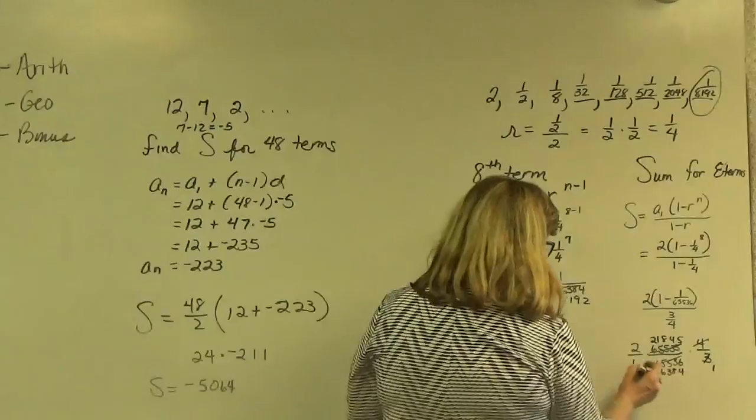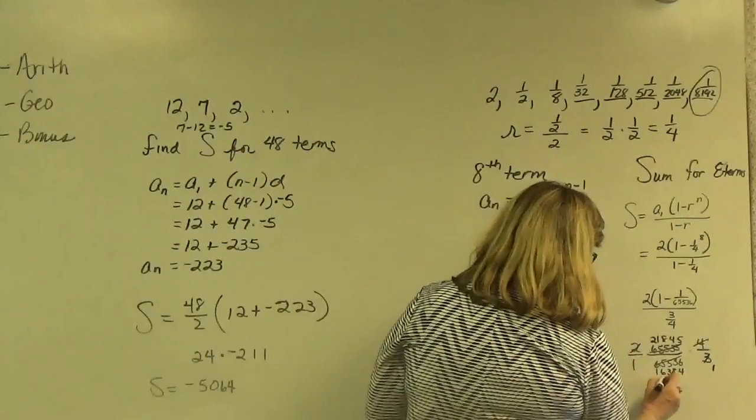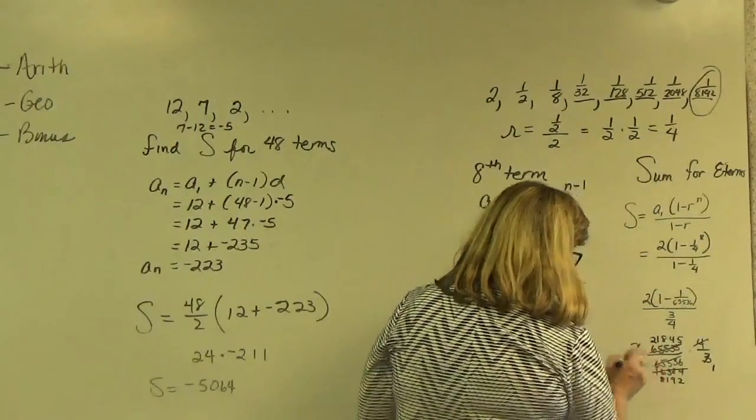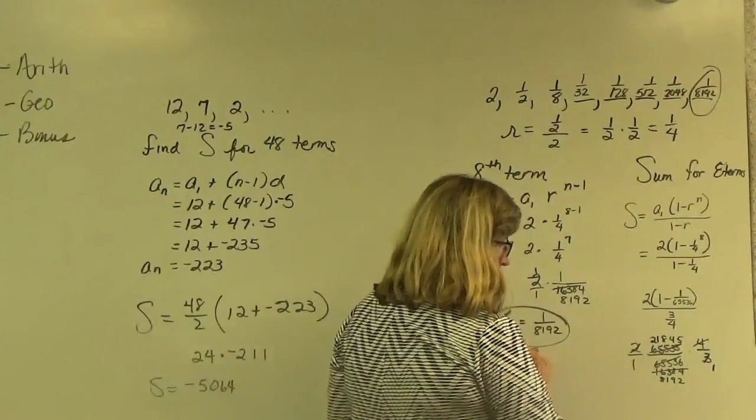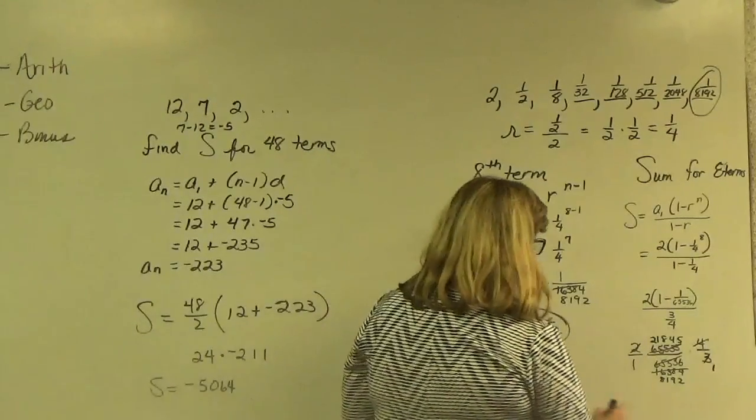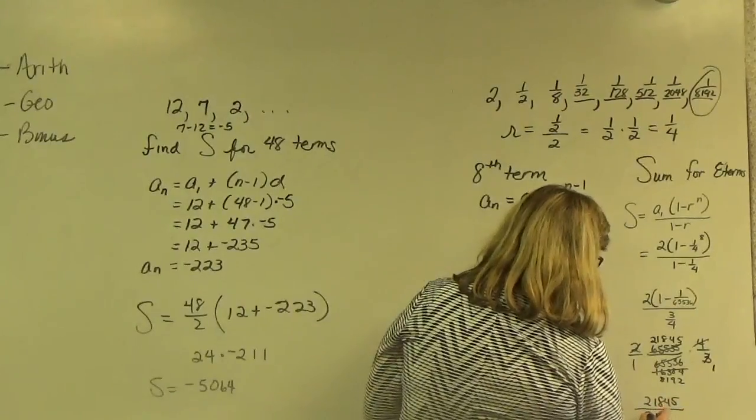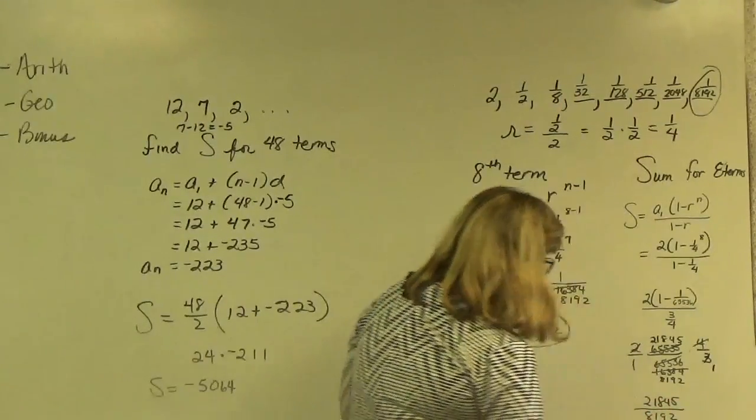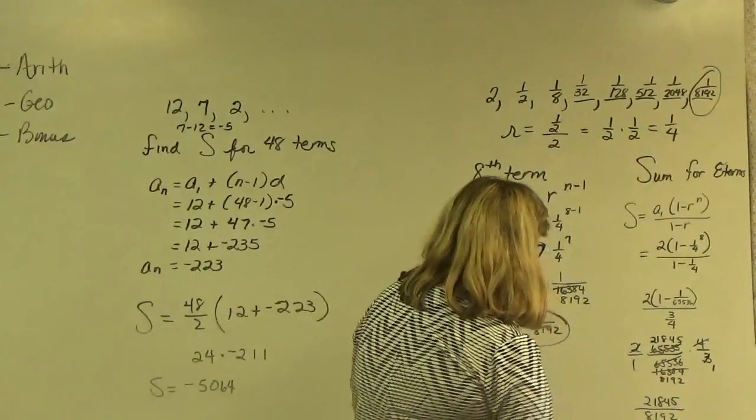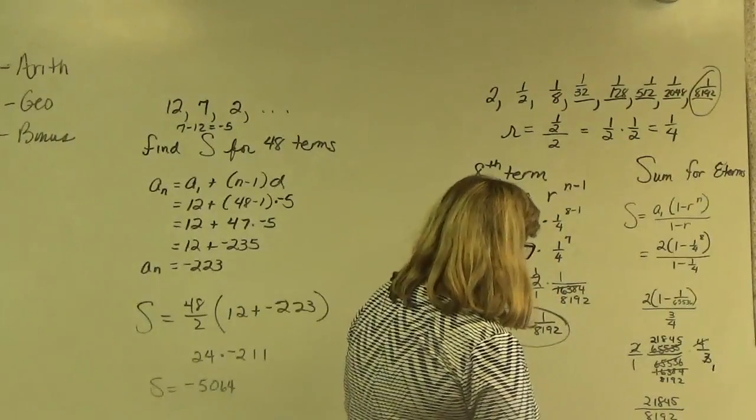And 2 can go into that. So 2 goes into that. 8192. Is that right? Yeah. So my answer is 21845 over 8192. It's 11845. No, it's 2. It's what? We have a discrepancy.